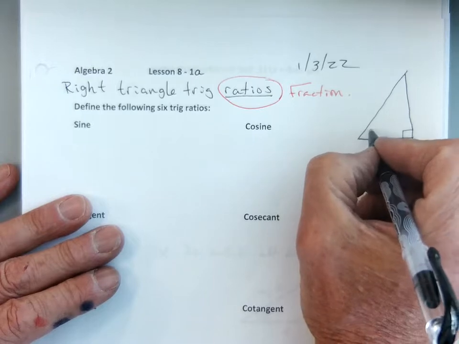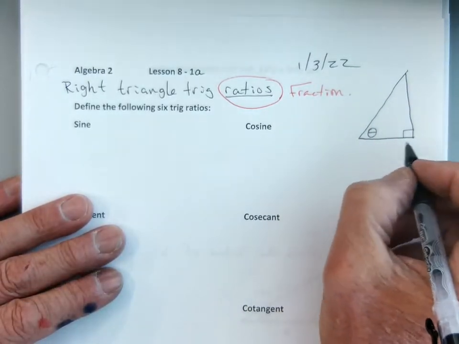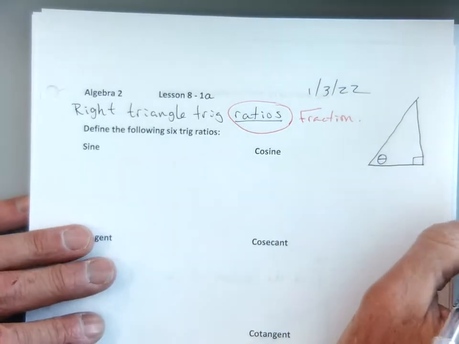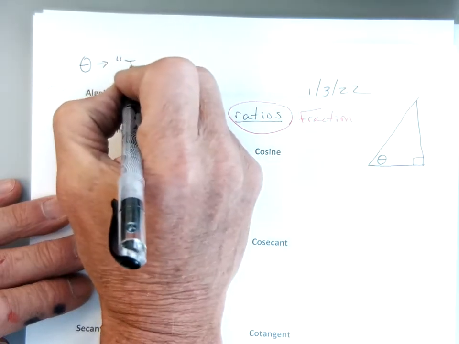This symbol here means angle. It is the Greek letter theta. Don't let that bother you, but it is.